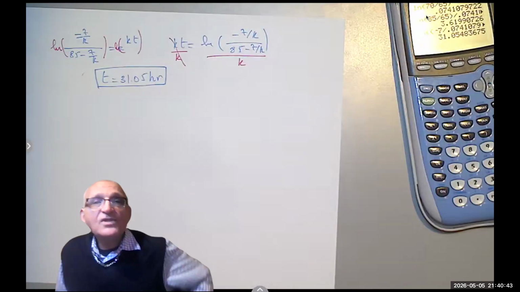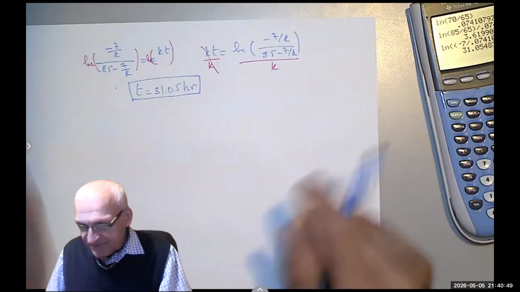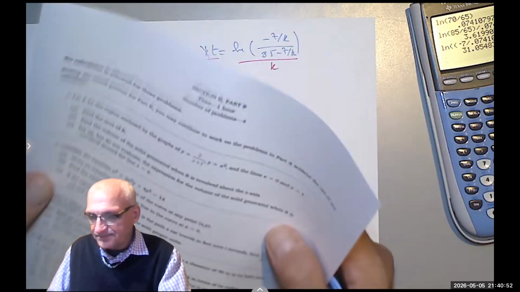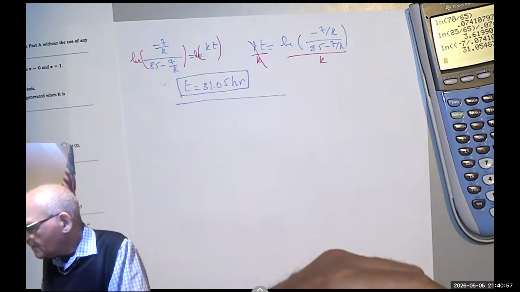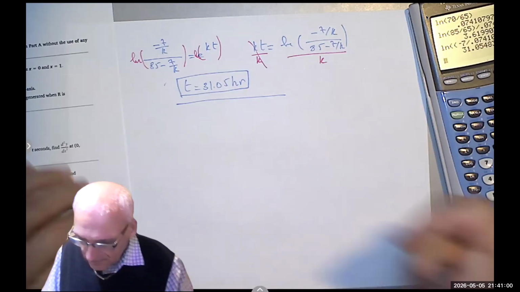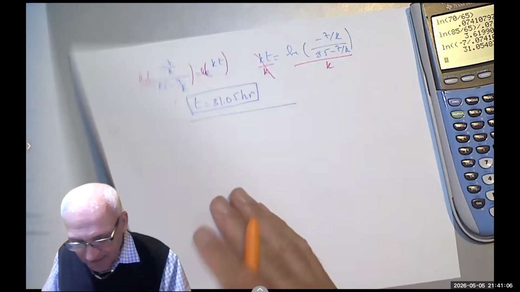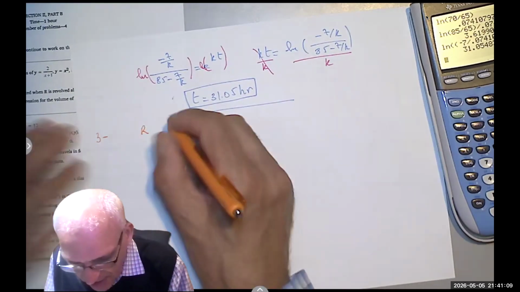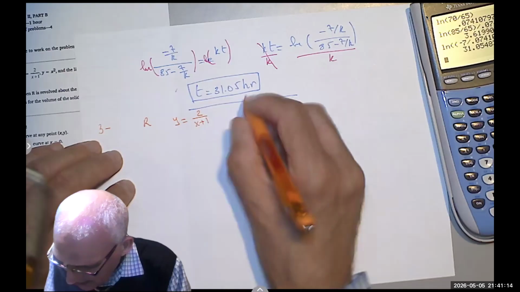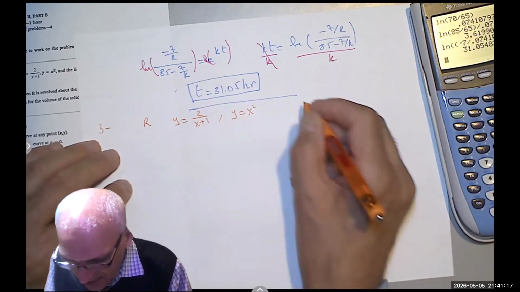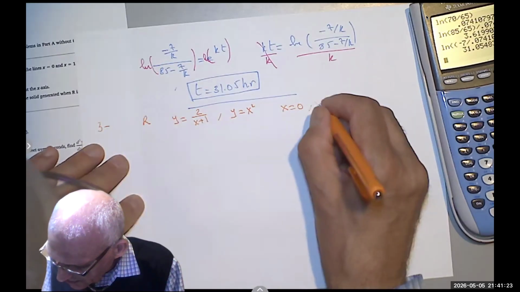And this is the first part of the test, 23 minutes or 24, that's good. So we have time to start the second part, which is problem 3. So let's look at problem 3. Problem 3, it says, let R be the region enclosed by the graphs of y equals 2 over x plus 1, y equals x squared, and the lines x equals 0, the y-axis, and x equals 1.